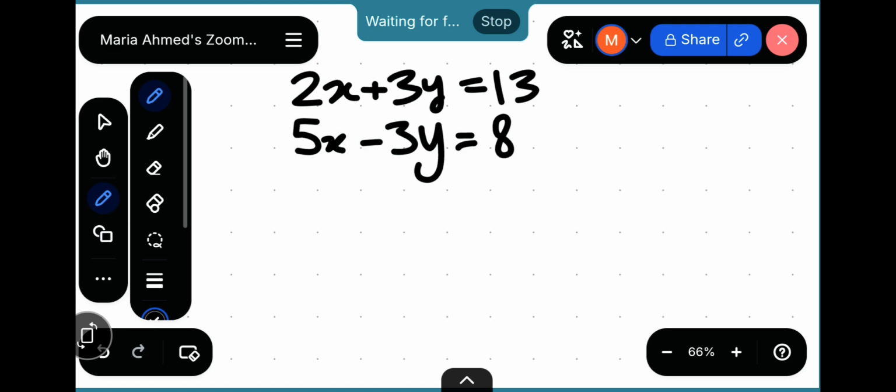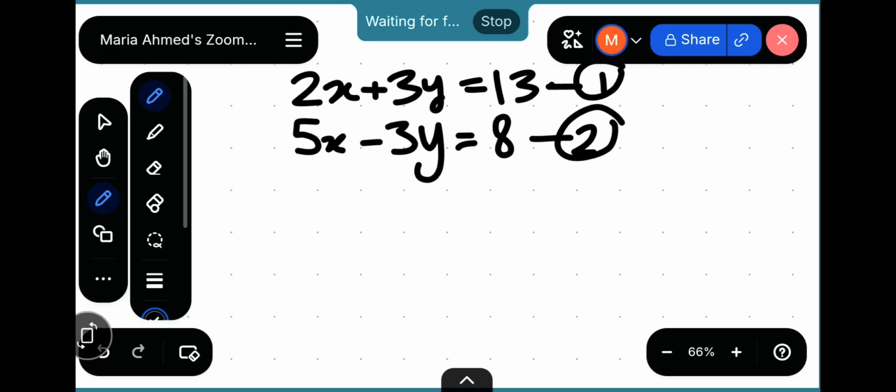Now, if you look at equation 1 and equation 2 on the screen, the first equation is 2x plus 3y equals 13. The second equation is 5x minus 3y equals 8. So which variable has the same coefficient? Definitely variable y has the same coefficient, which is 3. So we need to eliminate the variable y.